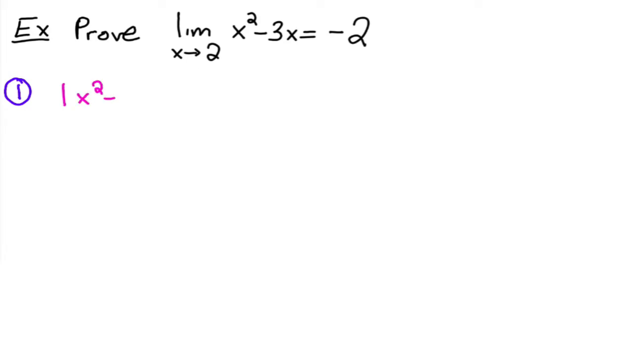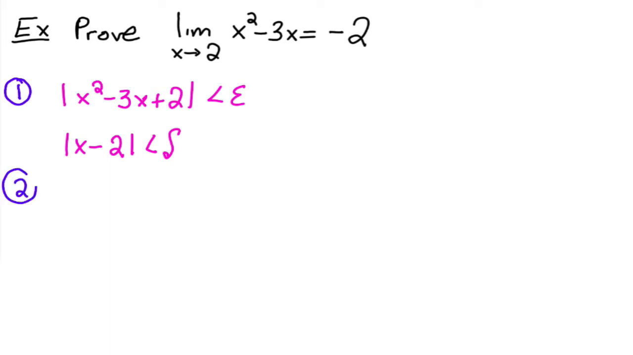So |x^2 - 3x + 2| < epsilon. This is what we want. And |x - c|, or |x - 2|, is less than delta. This is what we know.